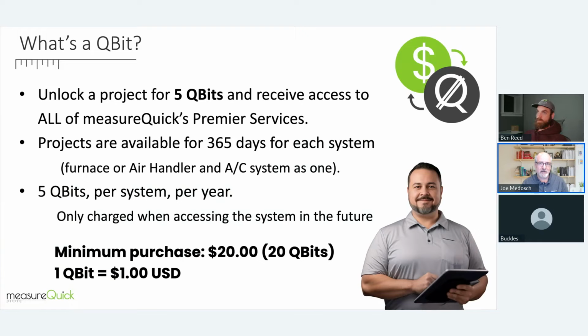You've already paid it. So you just want to open up that existing job and continue whatever services you need to do on that. So again, they're available for a whole year. And again, it's 5 qubits per system per year. If you have questions about that, throw those out. Ben can help answer those in the background.